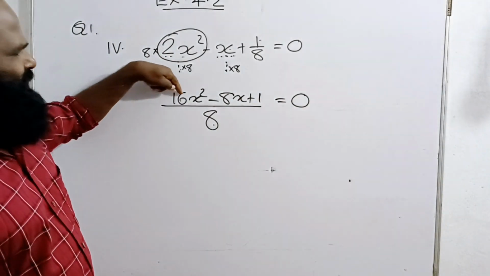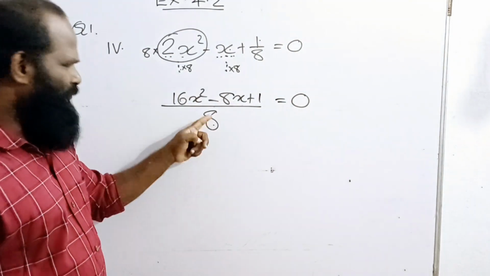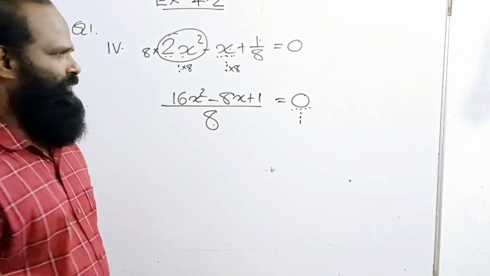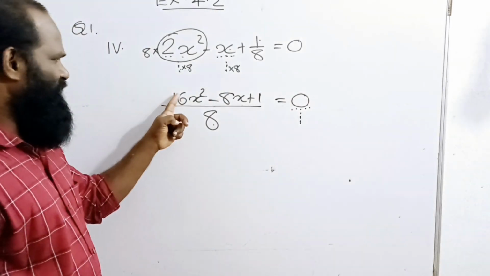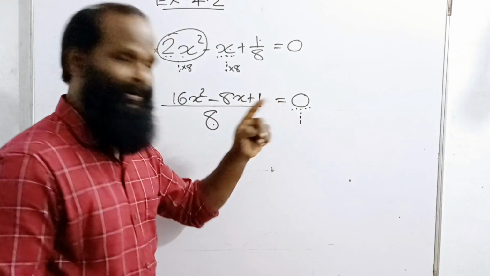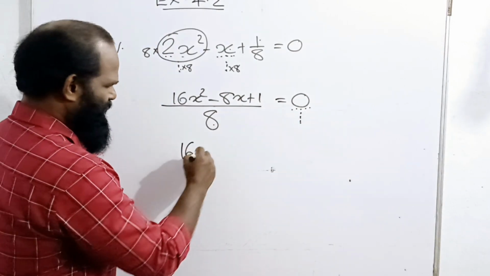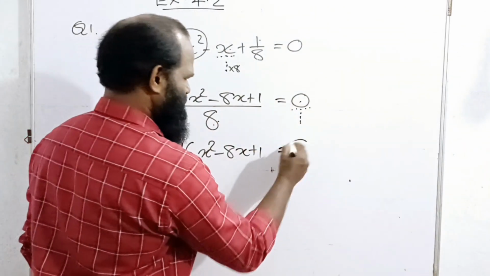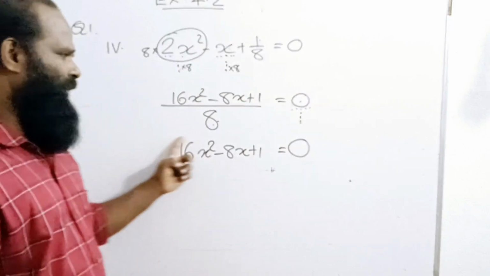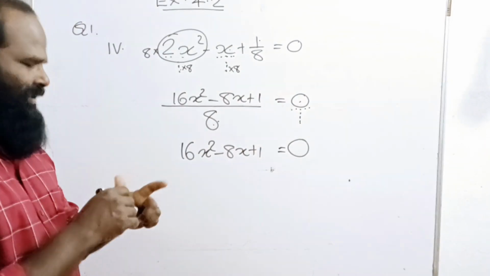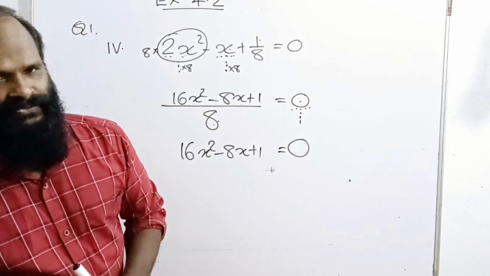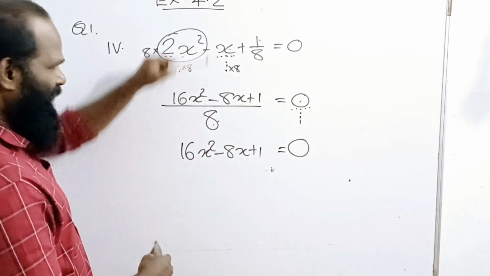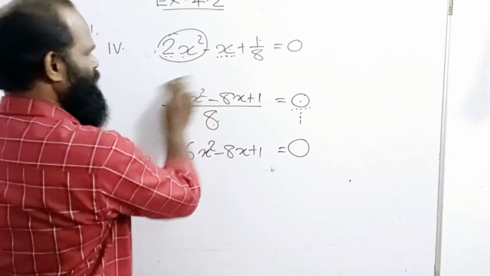So the numerator here is 16x squared minus 8x plus 1 by 8 is equal to 0. Suppose 0 has the denominator 1. Now we cross multiply. 16x squared minus 8x plus 1 is multiplied by 1. So we get 16x squared minus 8x plus 1 is equal to 0 into 8, which is 0. So we have got a normal quadratic equation. This can be easily factorized. And I shall show you this once again. You can easily do this without any such trouble. This is how we can do.